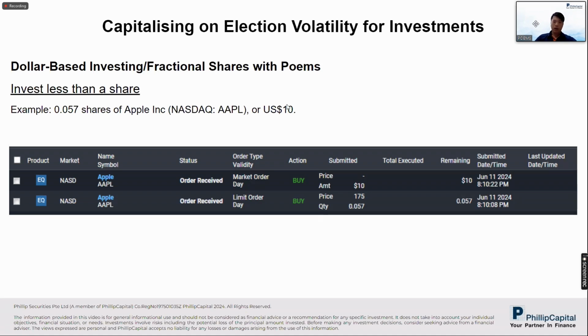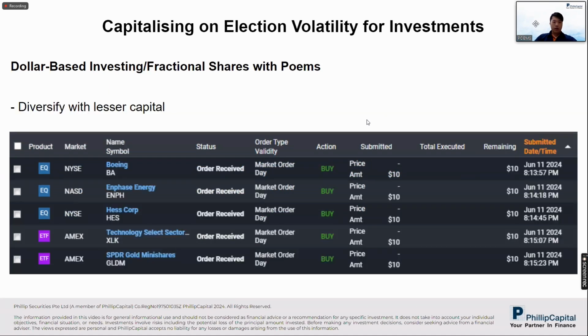You can invest as low as $1 USD, but here is just to illustrate what's going to happen if you were to place orders with the platform. Here is how it will look. You can actually place an order for less than a share of Apple, or in dollar amount, to buy $10 worth at the market. That's how fractional share dollar-based investing works. It's affordable. The next thing is diversifying with less capital. That will solve the second problem.